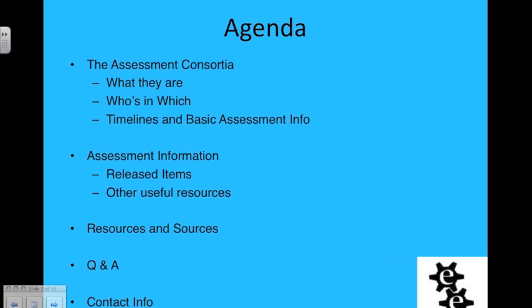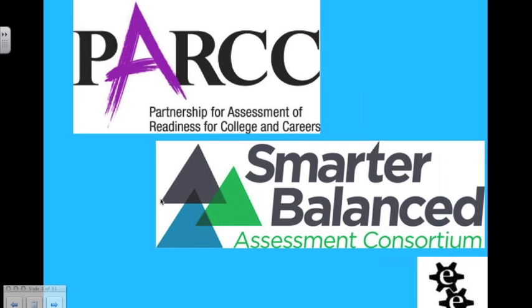Here is where we're going to start: with the assessment consortia. These are the two groups. One is PARCC, the Partnership for Assessment of Readiness for College and Careers, and the other is the Smarter Balanced Assessment Consortium. Each state that has joined into the Common Core effort has joined up with one of these consortia, although there are some that are working with both.